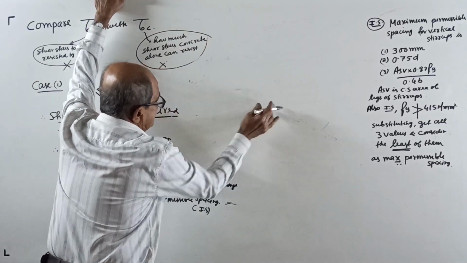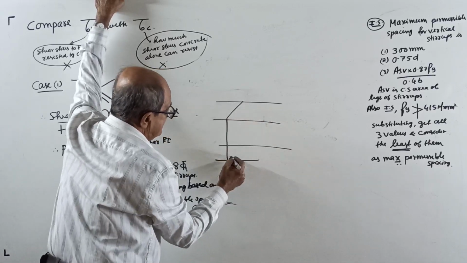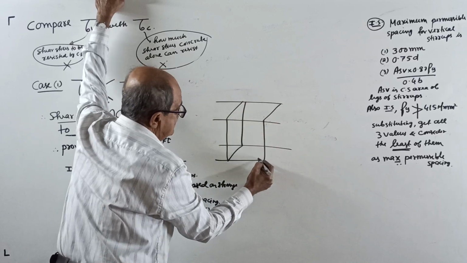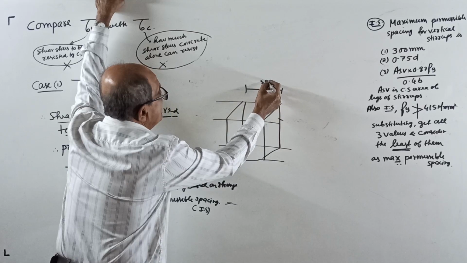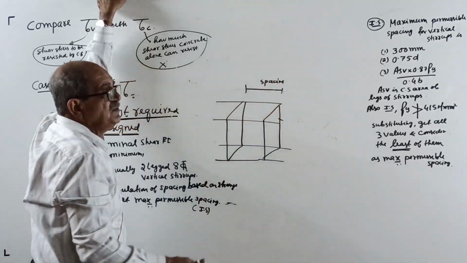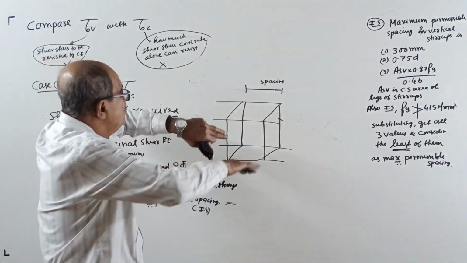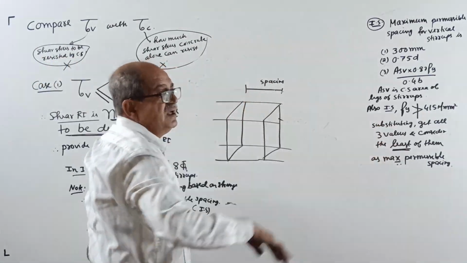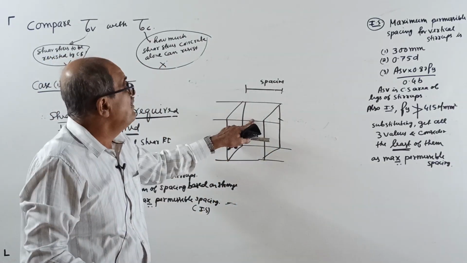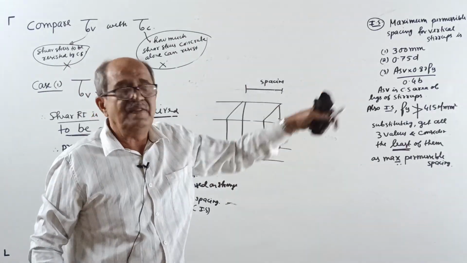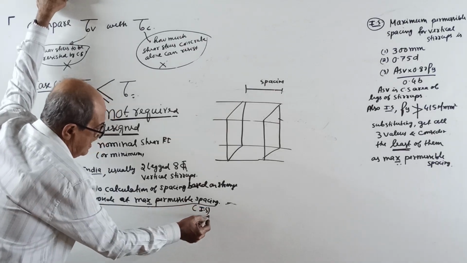I'll put a sketch here, top bar, bottom bar. What is the spacing you have to give? Shear reinforcement is not required, so you should not waste the steel. You provide as much spacing as possible, because if you provide closer, it is a waste of steel. But remember, the IS code has a limit. Therefore, no calculation: provide at the maximum permissible spacing as per IS code.